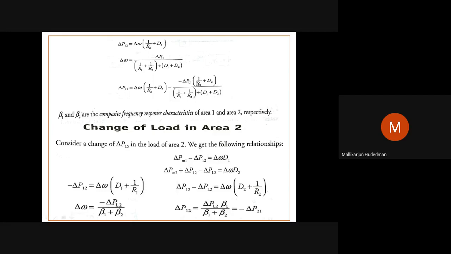There is a similarity between this equation and this equation. With the step change in load in area 2, the minus is taken out. With the step change in load in area 1, there is a minus visualized. And of course, we know delta P12 is the same as negative delta P21. The negative sign shows they are opposite to each other. So these were the two changed equations from the area 1 perspective.